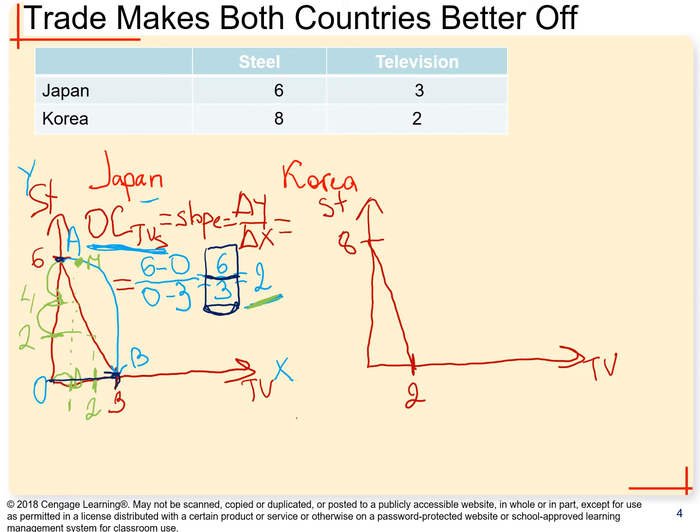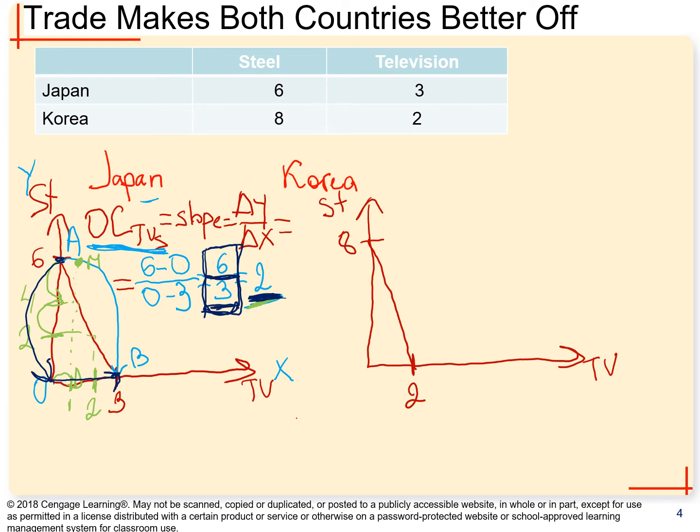But when we produced 3 TVs, what did we do? We gave up 6 units of steel. So if you take this ratio and divide 6 by 3, now you're going to have your opportunity cost in 1 unit increment. This is telling you that to produce 1 TV, you need to give up 2 units of steel. In this ratio, they were telling you to produce 3 TVs, you need to give up 6 units of steel.